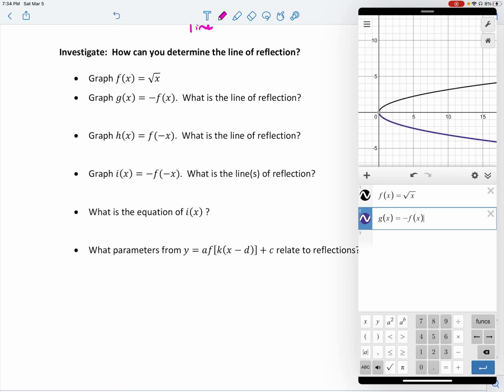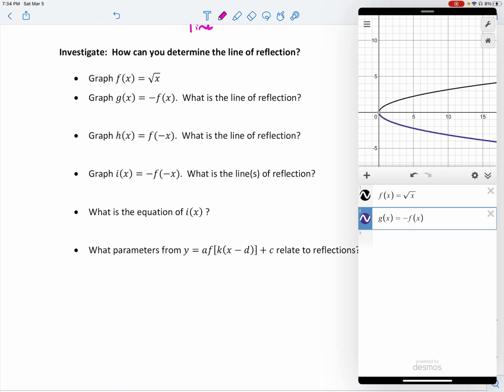So we can kind of see what happened here with this one. Our base function is f of x equals root x, and when we multiply f of x by a negative 1, or have a negative 1 in front of the function, it just reflects the function along the x-axis, so along this line right here, the x-axis. So why don't we say that in here?